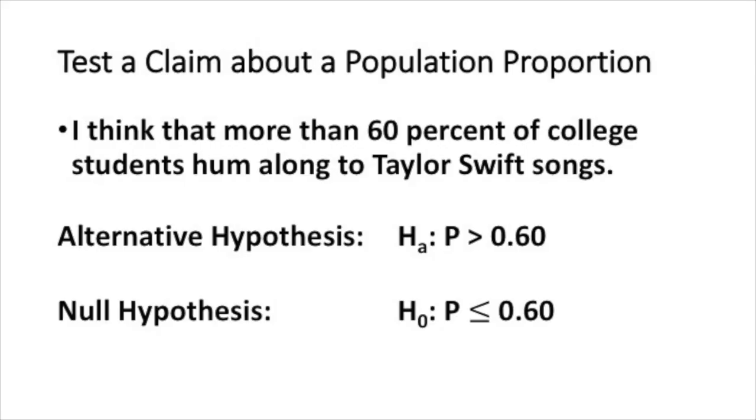Here you see the alternative and null hypotheses for my claim about the population proportion. Again, my claim is that I think that more than 60% of college students hum along to Taylor Swift songs. So that's written out as my alternative hypothesis. So you see the H subscript A, and that is uppercase P, where the uppercase P stands for a population proportion, is greater than 0.60 or greater than 60%. The null hypothesis is that the claim isn't true. So you see my null hypothesis, H subscript 0, is that capital P is less than or equal to 60%. In other words, it's not the case that it's more than 60%, which is my claim.